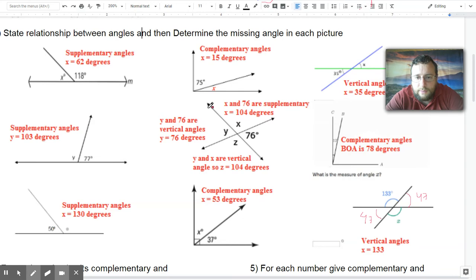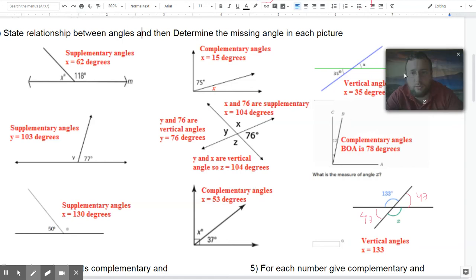And that's kind of what I did over here to figure out all the missing angles. If I know this is 76, then this must also be 76 because it's a vertical angle with the one that was 76. Now, this one and this one are supplementary. So it must be 104, so that x plus 76 makes 180. And since z and x are vertical angles across the intersection, z also must be 104. And that's how I figured out all of these missing angles.